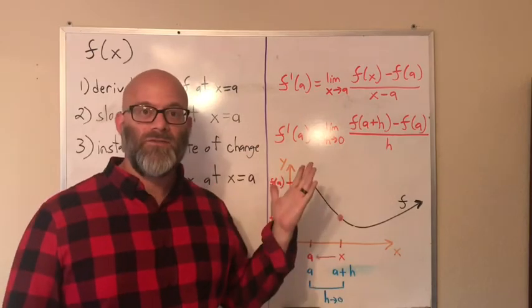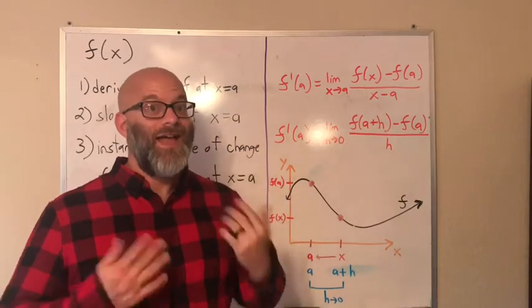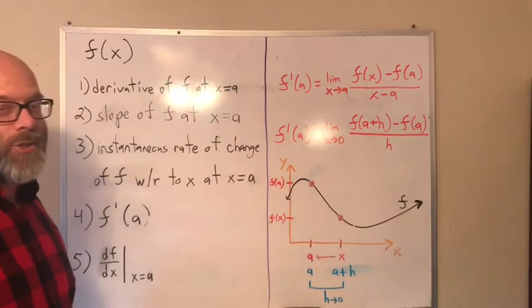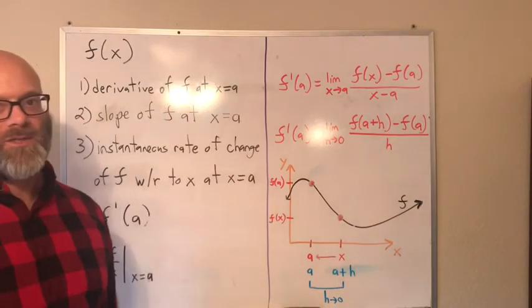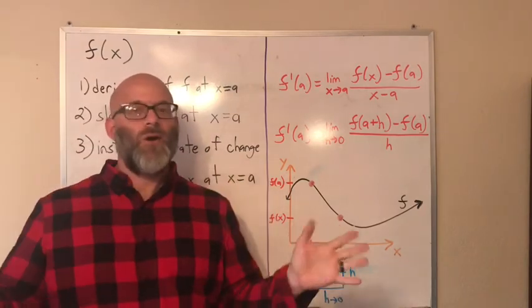This is the derivative of f at a point. The derivative of f at x equals a, and has many interpretations and multiple ways of expressing the limit of the difference quotient. All right, folks, try to get a hold of this.